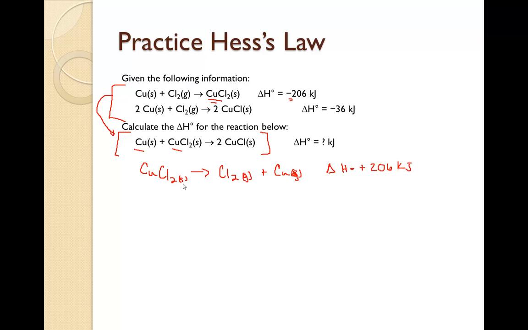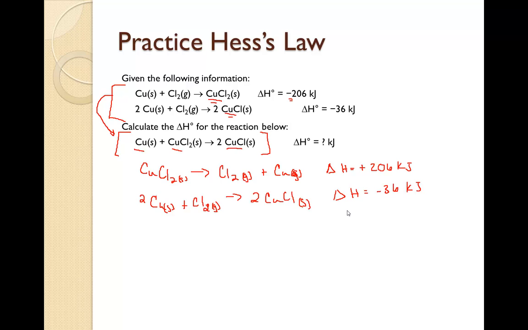Okay, so we have that one taken care of. Let's look at copper 1 chloride. Look at all of our chemicals and look for copper 1 chloride. It's right here, and it's on the right, and so is this one. So we don't have to flip this one. 2 copper solids plus chlorine gas yields 2 copper 1 chloride solids. Because I didn't do anything to it that time, I'm going to leave it as a negative 36.